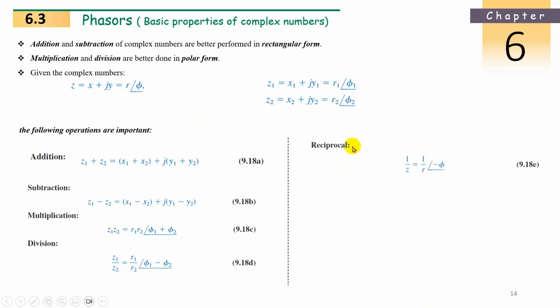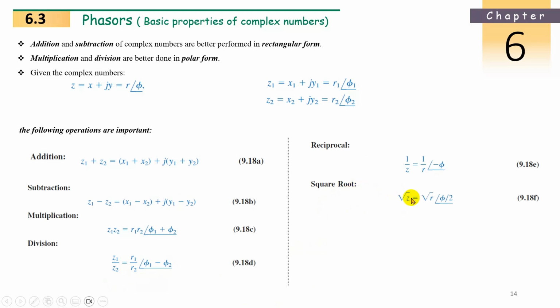Now coming to reciprocal, which means inverse. 1 by Z is nothing but 1 by R, but the angle goes up and becomes negative. That's why when dividing, the angle goes up and phi 1 minus phi 2 comes. Here also 1 by Z2 is nothing but 1 by R2, so the angle goes up as minus. So when it is multiplied, it is phi 1 minus phi 2. So that is reciprocal.